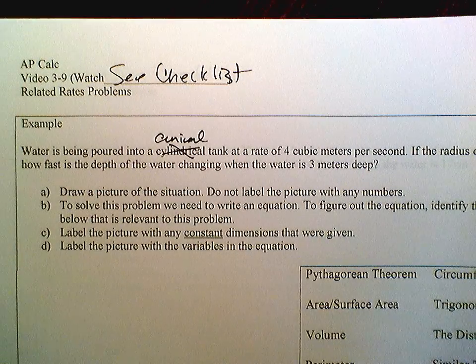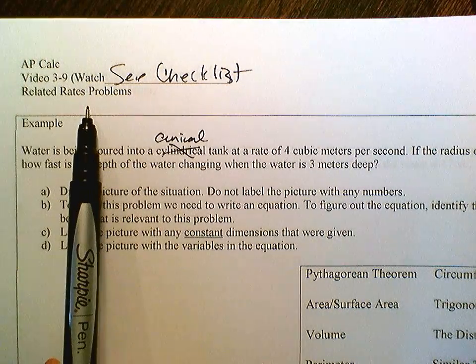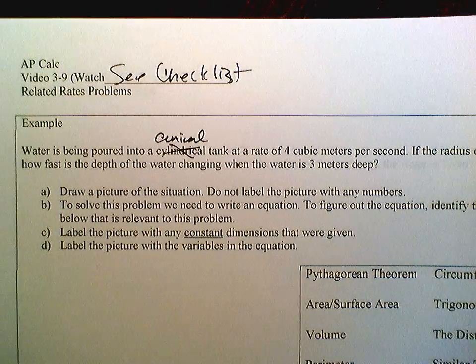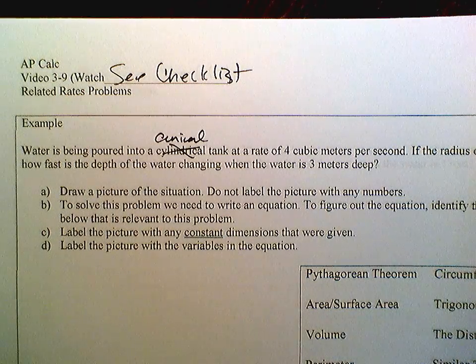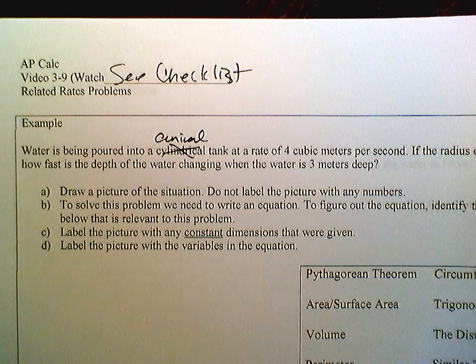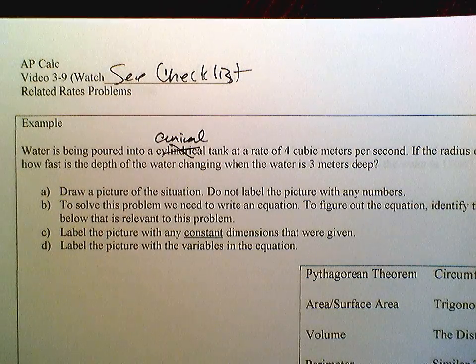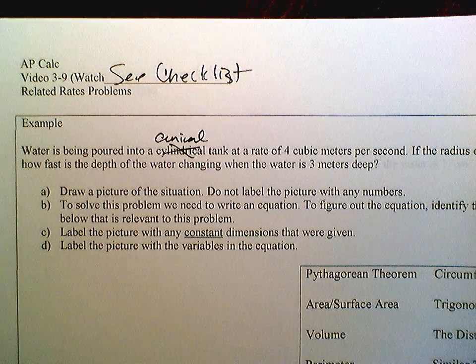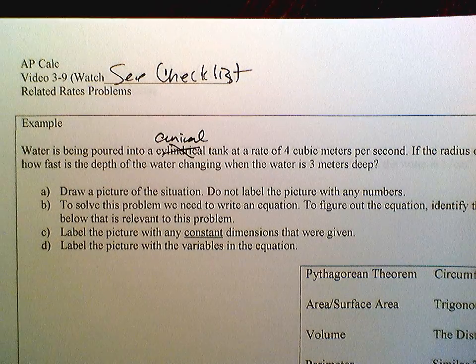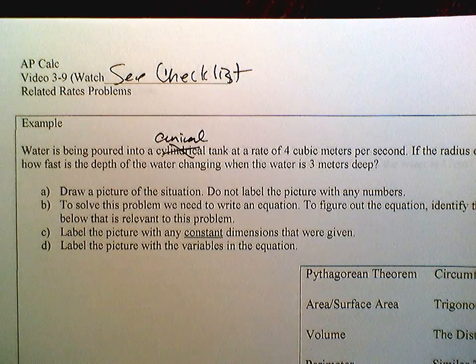So the topic here is related rates problems. And you'll see, we'll get to the end of this problem and then I'll explain why it's a related rates problem. But students usually have a tough time with them. When I went to this AP Calc workshop two summers ago, we were talking about teaching this topic because it is so challenging for students and challenging for teachers to teach.